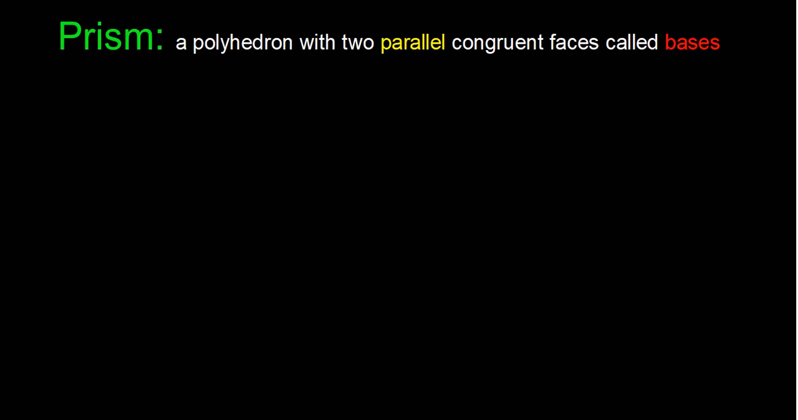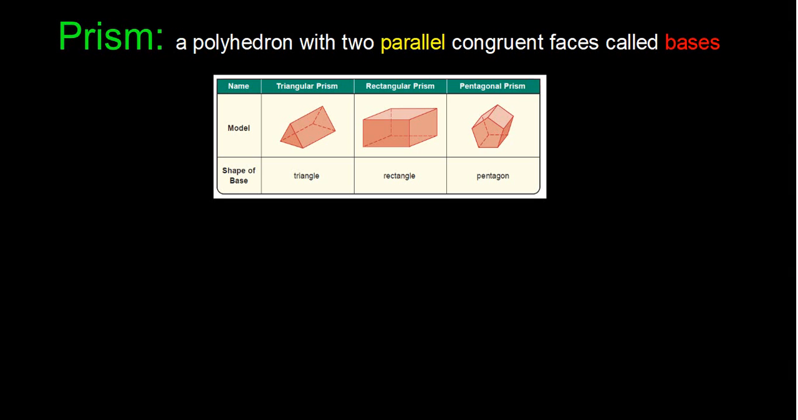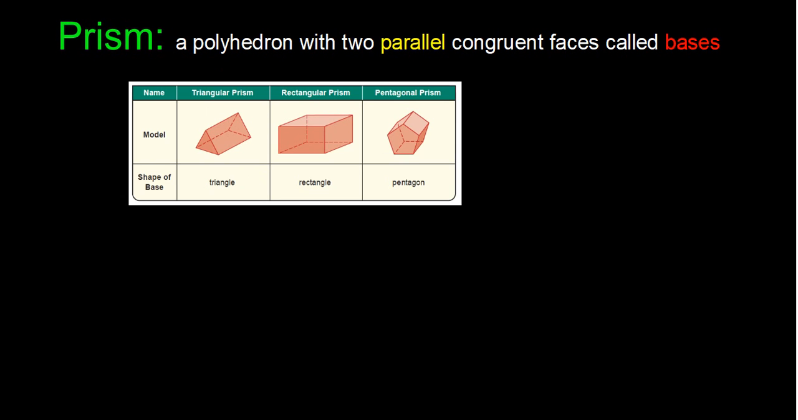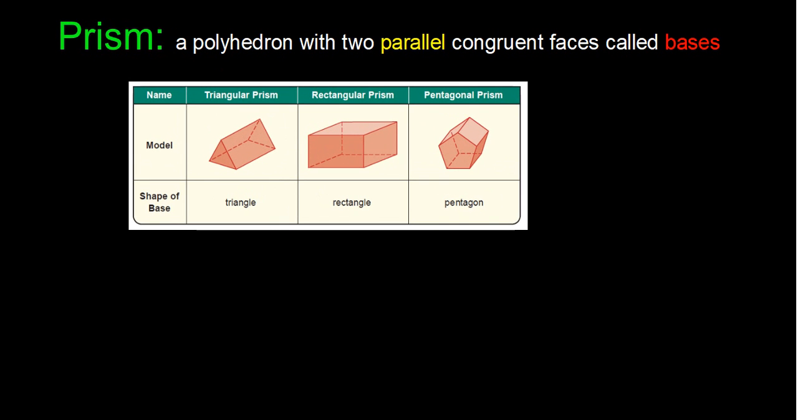A prism is a polyhedron with two parallel congruent faces called bases. So we start by knowing that it has parallel congruent faces and that we call them bases. Let's look at an example. Here we have three different prisms. This is a triangular prism.